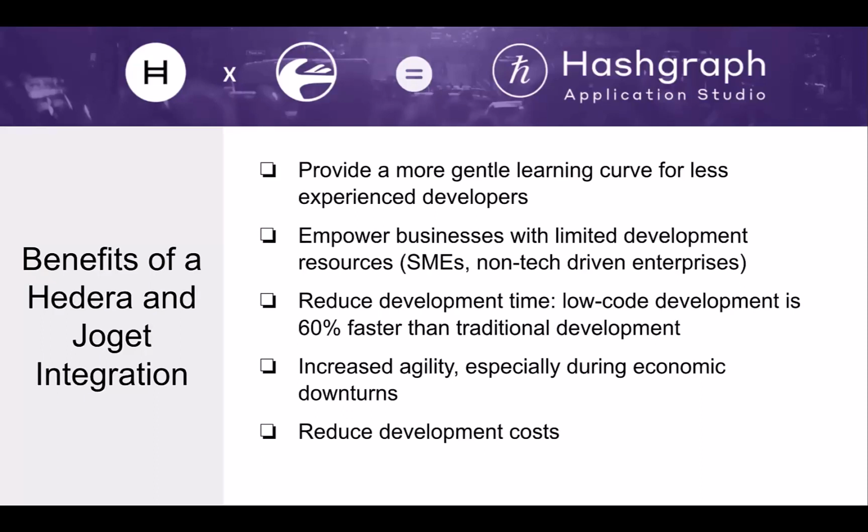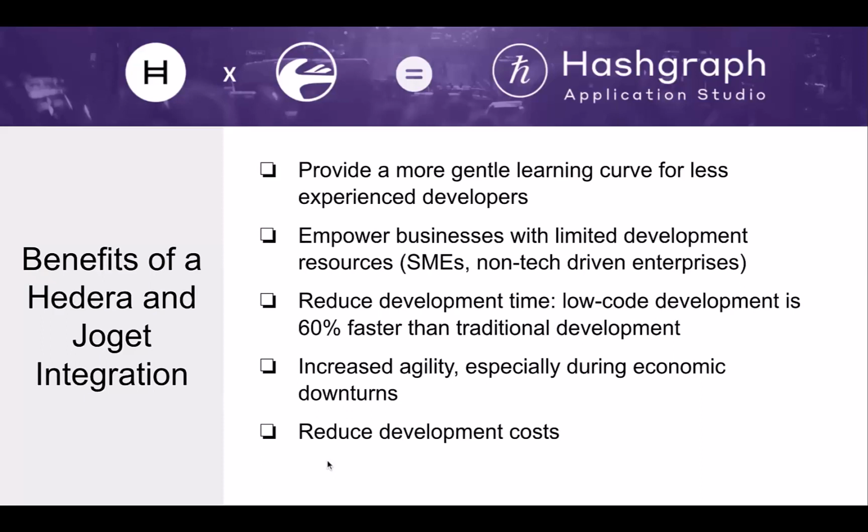So we know that development time goes down by almost 60% when using low code versus traditional development. So we felt like, hey, we need to have some sort of representation there. And of course, especially during challenging times, having increased agility in their tech stack is a survival advantage. Obviously you're able to see the reduction in development costs because you're developing so much faster, and you're able to iterate and get to product market fit faster.